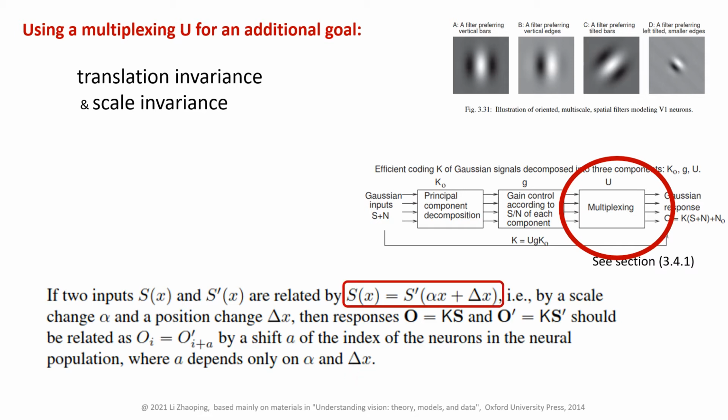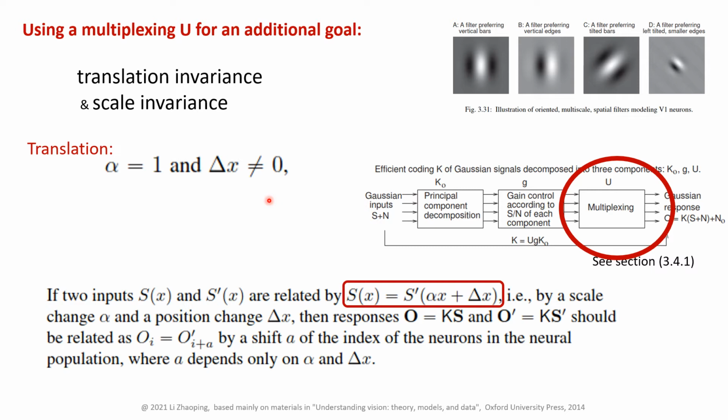For example, you can have no scale change, therefore alpha equal to 1, but only a translation of delta x. For example, you can have an image of an apple, and if this apple changes position without changing the distance from your eyes, then the image change will have this kind of change from S to S prime with alpha equal to 1, delta x not equal to 0.